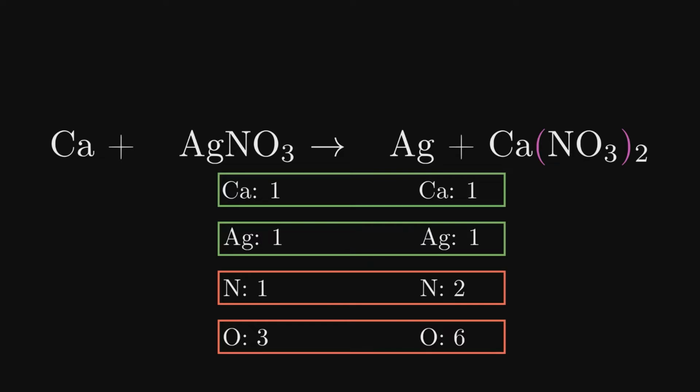Those values are both twice what we have on the left, and we can see calcium and silver are both equal. With calcium balanced, the only option is to put a coefficient in front of silver nitrate. Using a 2 balances nitrogen and oxygen, but it threw off silver. Luckily, it is a simple fix, and adding a 2 in front of silver on the right finishes the job.